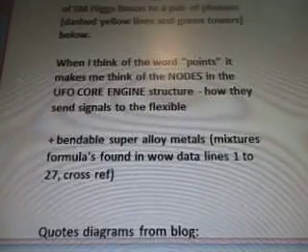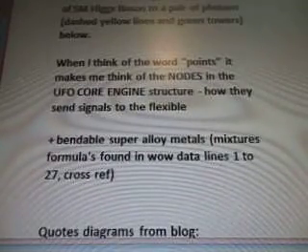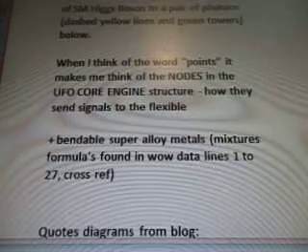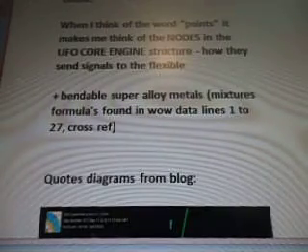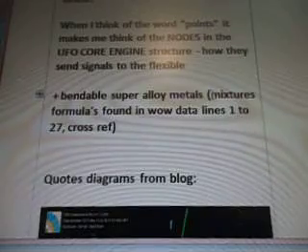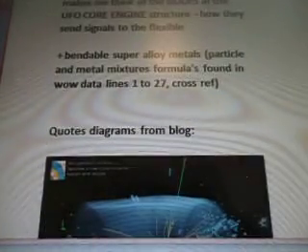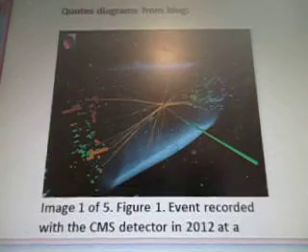When I think of the word points, it makes me think of the nodes in the UFO core engine structure, how they send signals to the flexible, bendable superalloy metals, mixtures and formulas found, particle and metal mixtures, formulas will be found in the Wow data lines if we do a cross-reference of lines 1 to 27. Sorry. Quotes and diagrams from a blog.